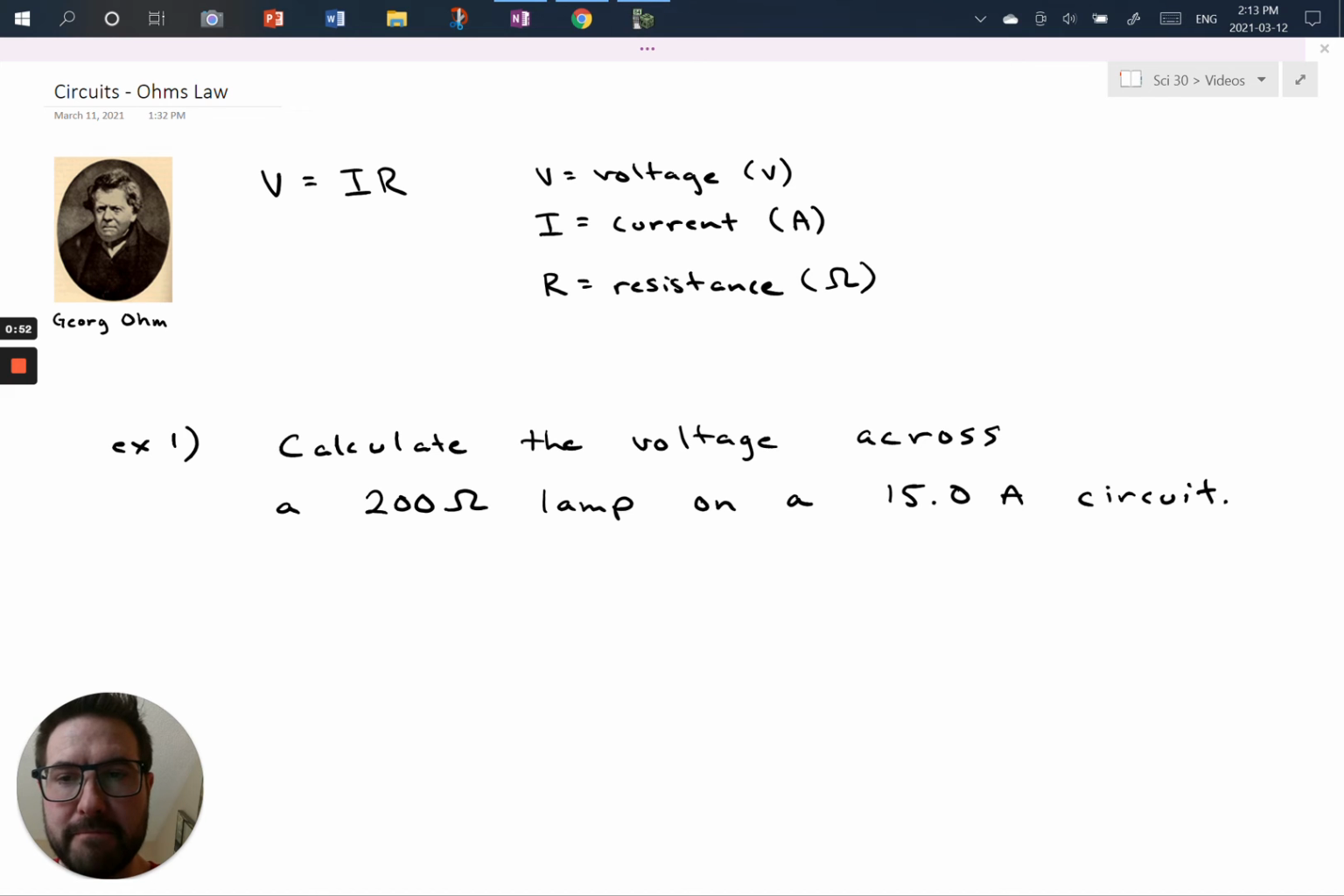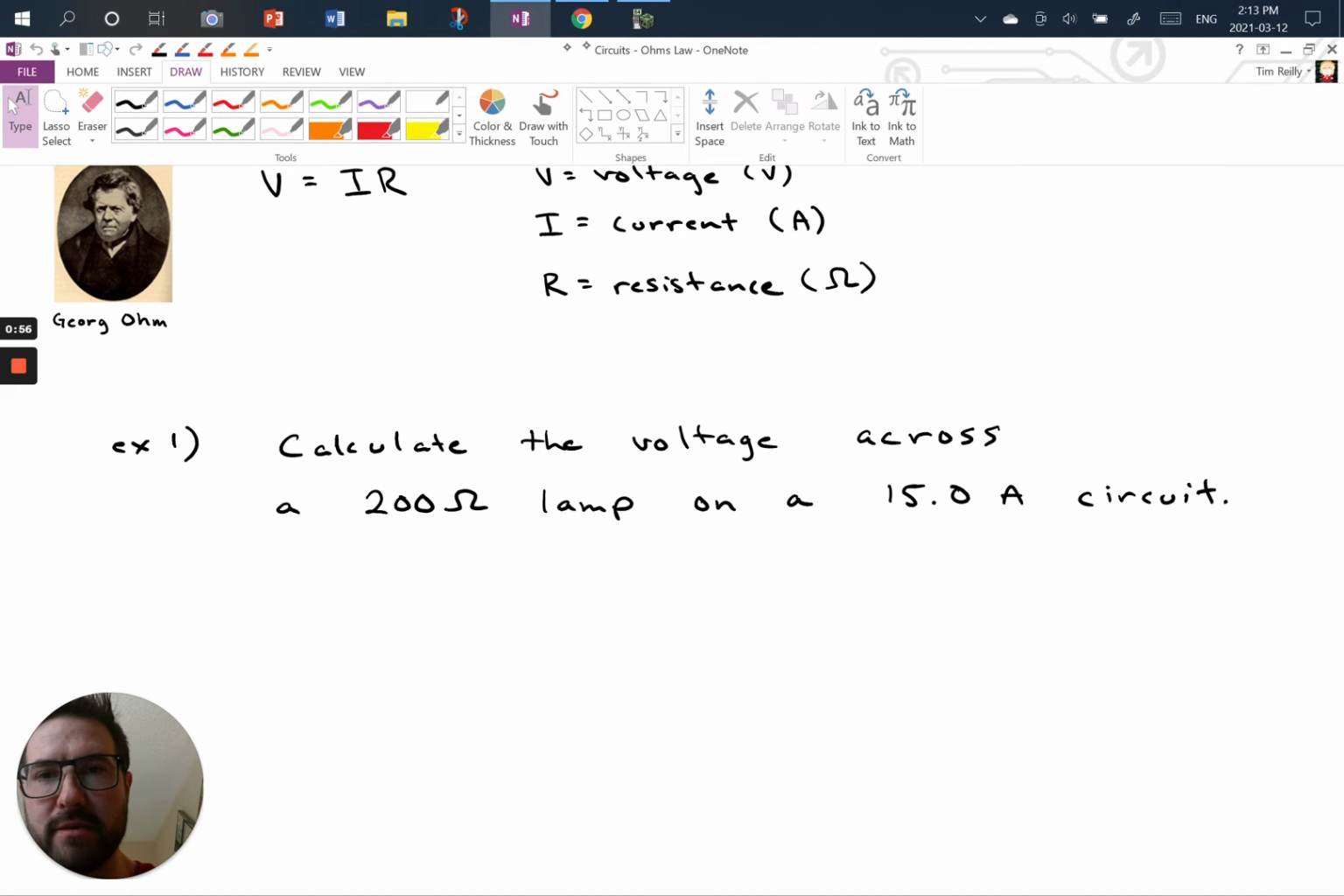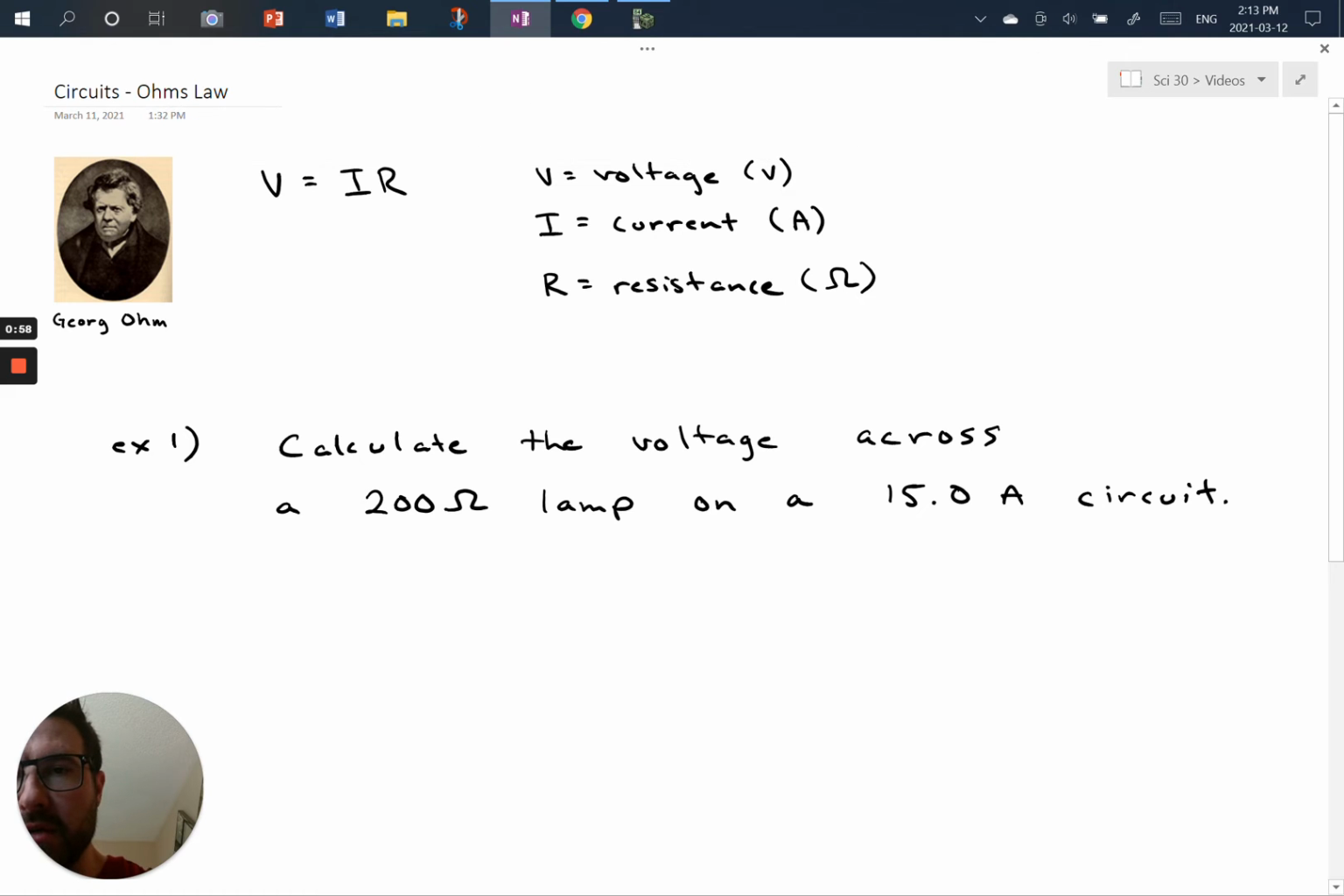Now, when we are looking at this law, there's a couple of different things we can think about. Number one, I might ask you to manipulate this formula. So if you have to solve for I, I'm going to divide both sides by R, so I'm going to get V over R. And if I want to solve for resistance, I'm going to get V divided by I. So you might be asked to do one of those operations as well.